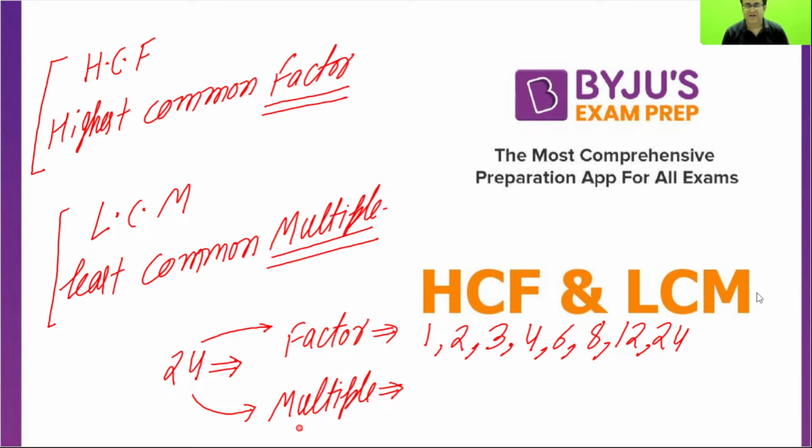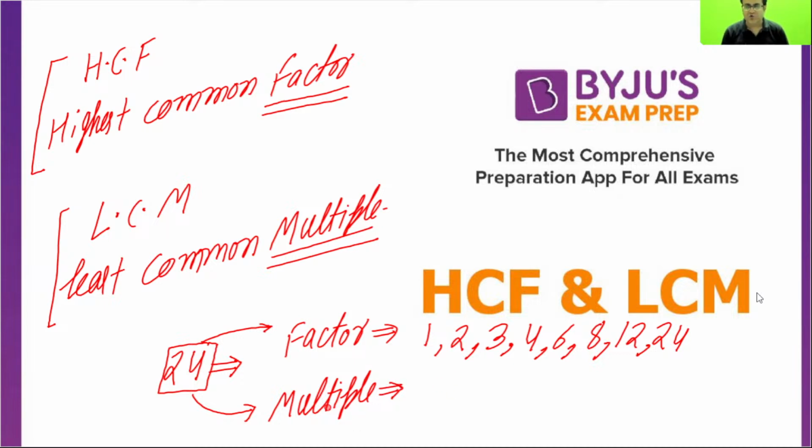Okay, is the point clear? The values which can divide the number are the factors of that number. If I'm talking about this number 24, the values which can divide it are factors of 24: 1, 2, 3, 4, 6, 8, 12, 24. All these values individually can divide 24. So these are factors of 24.